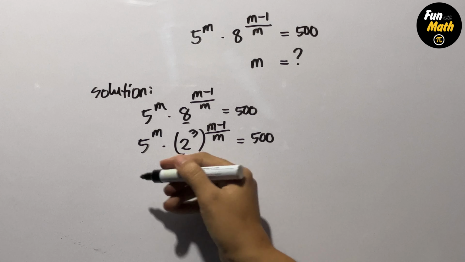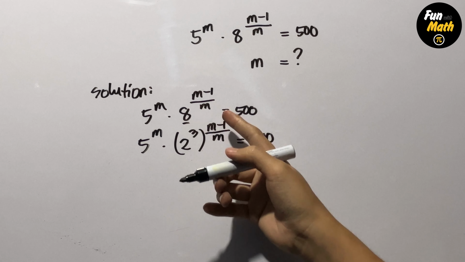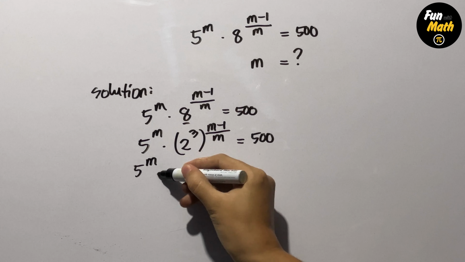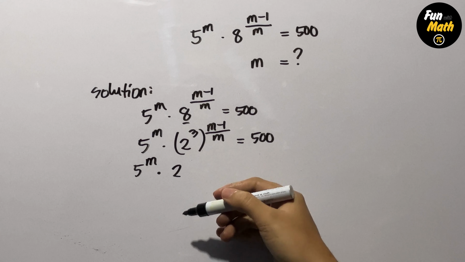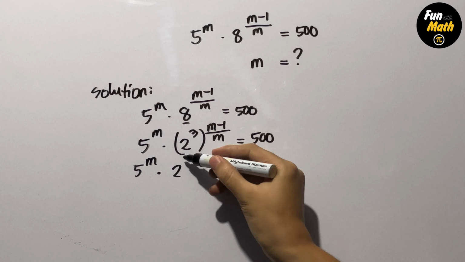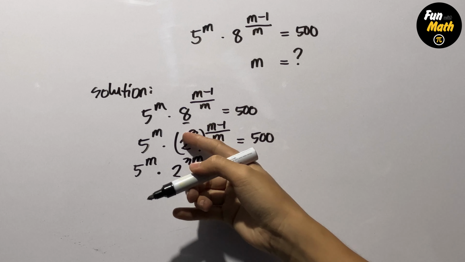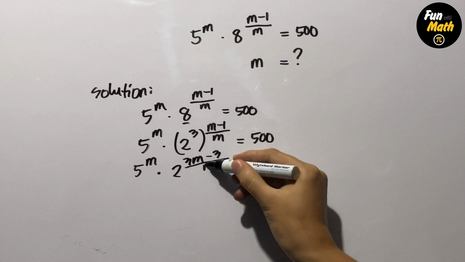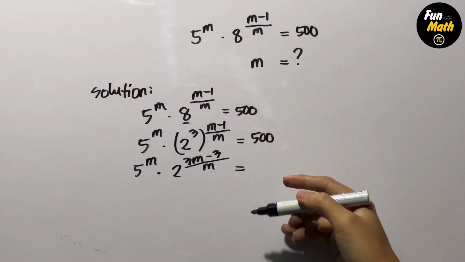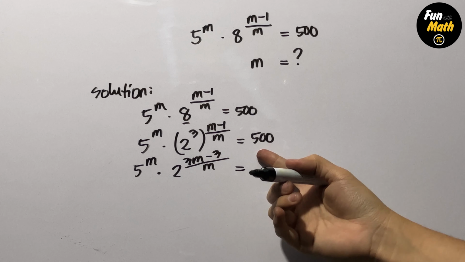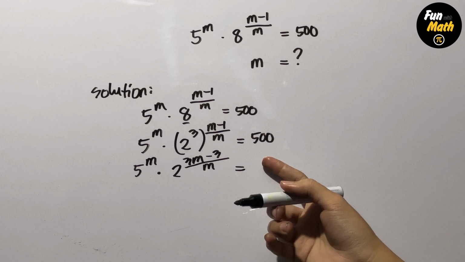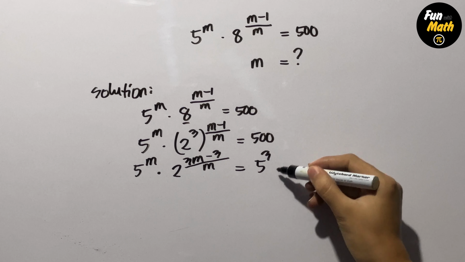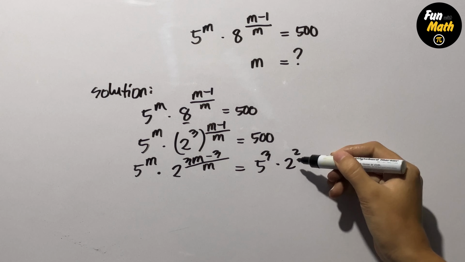Next, we can multiply the power to a power. So that is now 5 to the power of m times 2 to the power of 3 times (m minus 1) over m, that is 3m minus 3 over m, equals, for this 500, we can write it in power form, and that is 5 cubed times 2 squared.